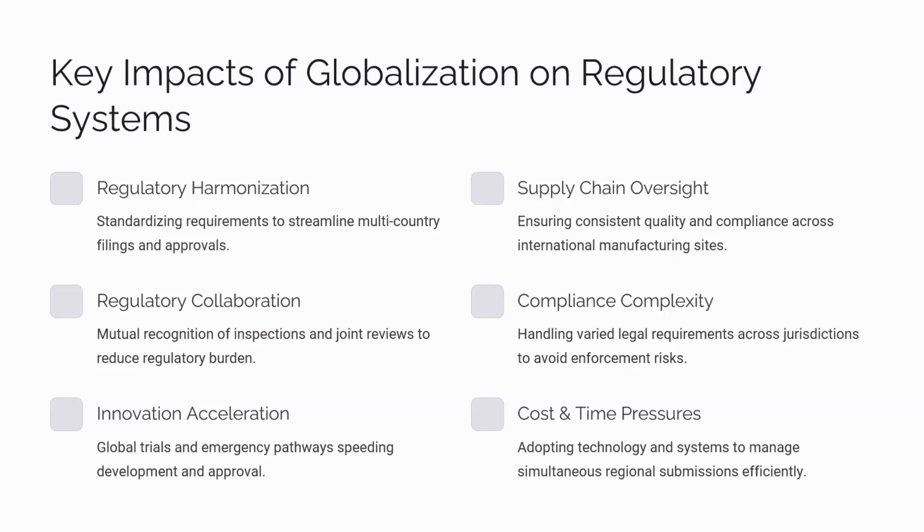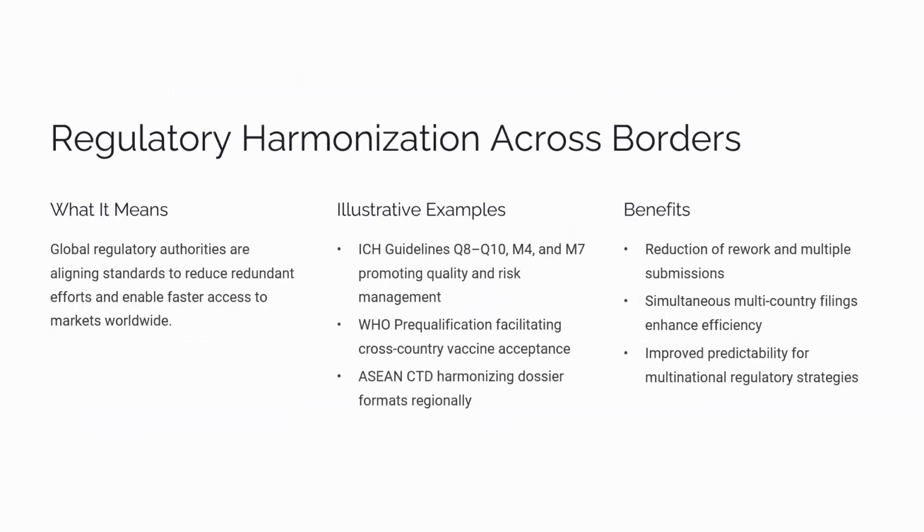Okay, so these are a few areas where globalization has had an impact, like harmonization, regulatory collaboration, supply chain oversight to maintain compliance, accelerating innovation through emergency use pathways, global trials, etc., along with maintaining cost and time. Okay, moving on to regulatory harmonization across borders.